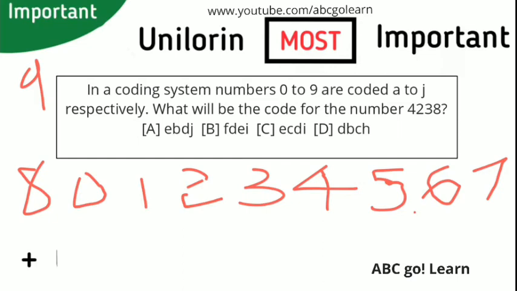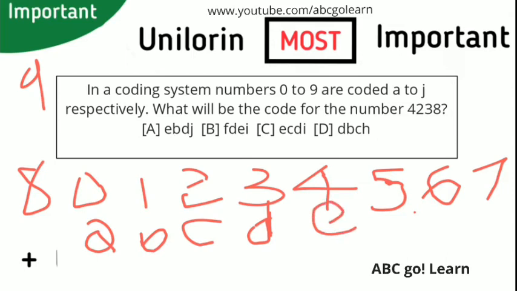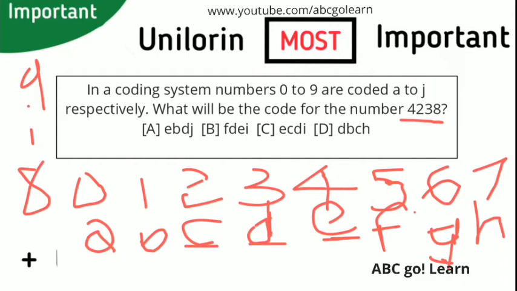It is coded from A to J. So our 0 will be A, 1 will be B, 2 will be C, 3 will be D, 4 will be E, 5 will be F, 6 will be G, 7 will be H, 8 will be I, and 9 will be J. Now, what will be the code for the number 4238? 4 is E, 2 is C, 3 is D, and 8 is I.